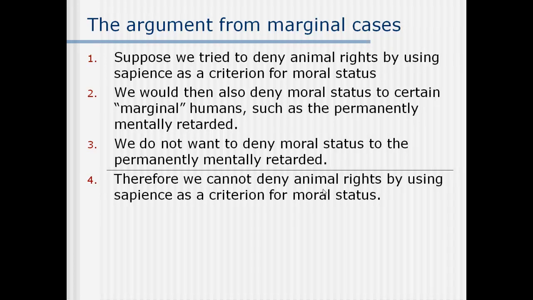Basically, for every animal out there, you can find a human being that has the same level of sentience and sapience. And so if you try to use sentience and sapience to exclude the animal, you will also wind up excluding some human beings. And that is an unacceptable consequence for many people.